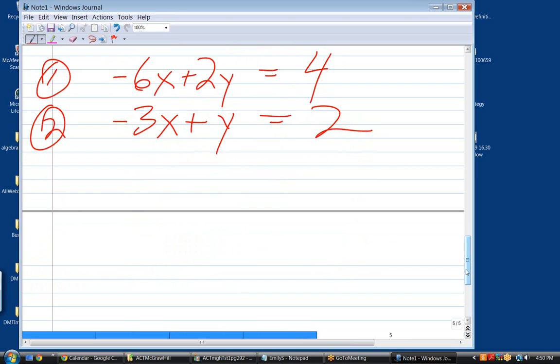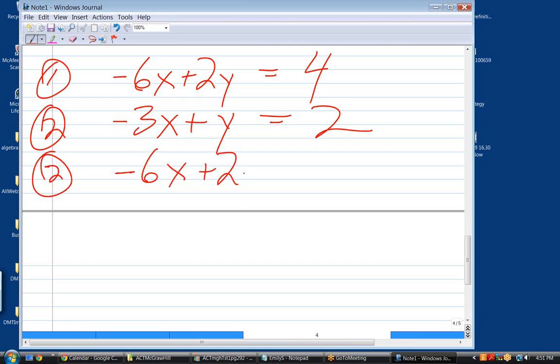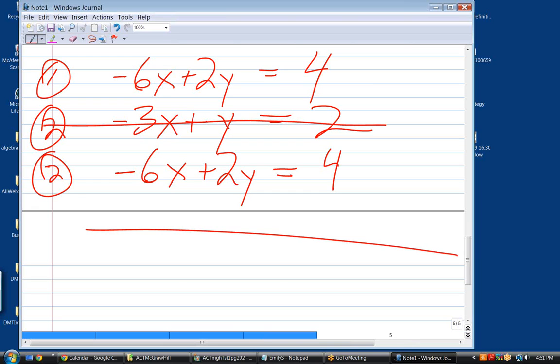Now we can multiply the bottom by 2. Okay. So the new 2 is minus 6x plus 2y equals 4. Now what? And now we can add them together. And we get, well, if you subtract them, you will eliminate both variables. Subtract them, and then 2 negatives equal positives, so we just get rid of the x's, and we get rid of both of the y's.